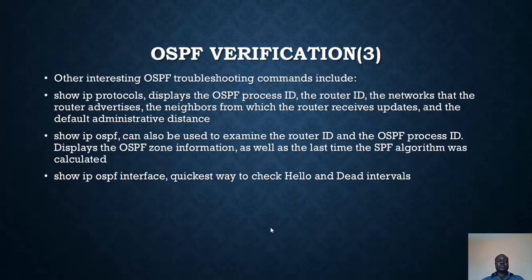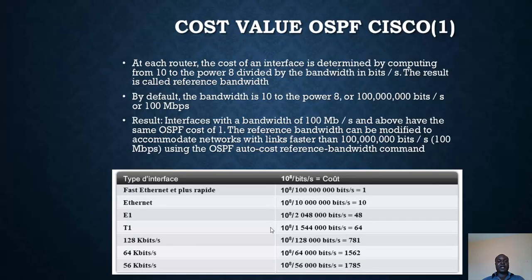In the interest of OSPF troubleshooting, commands include show ip protocols, which displays the OSPF process ID and the router ID, the networks that the router advertises, the neighbors from which the router receives updates, and the default administrative distance. Show ip ospf can also be used to examine the router ID and the OSPF process ID, and to display the OSPF area information as well as the last time the SPF algorithm was calculated. The show ip ospf interface command is the quickest way to check hello and dead intervals, and the cost value.